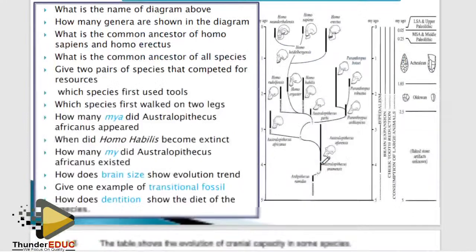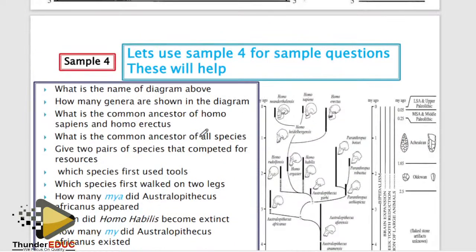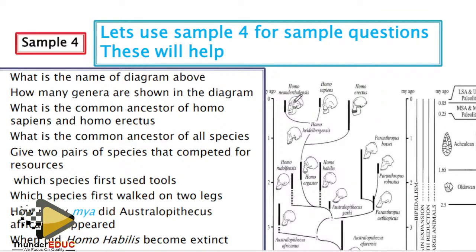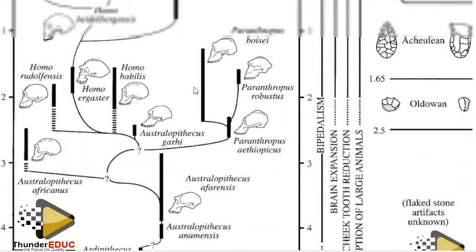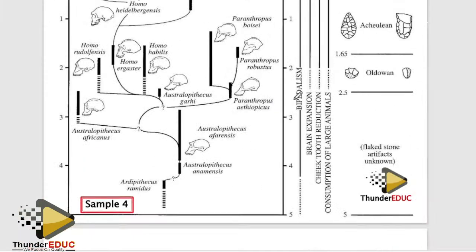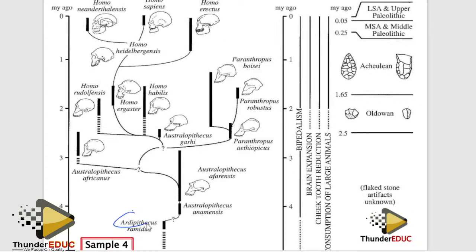Here are the questions we're going to talk about. What is the name of the diagram given above? It's called the phylogenetic tree. How many genera are shown? When they talk about genera, Ardipithecus is the first genus, Australopithecus the second, the first name. Then 3, Paranthropus. Do you have Homo? 4. Do you have another one? I think there are 4. Unless there is something I've not seen, but you look at the first name and you don't repeat it.